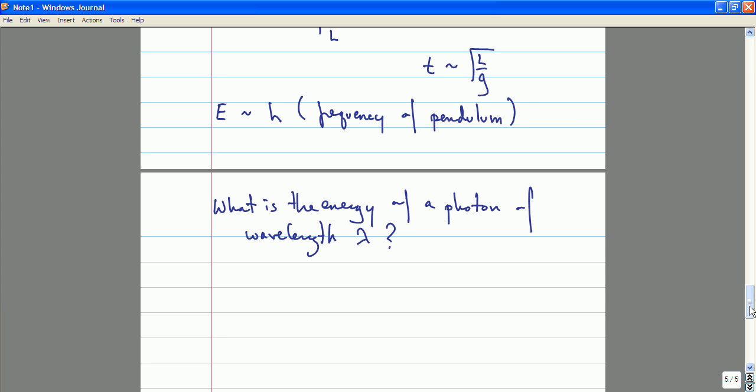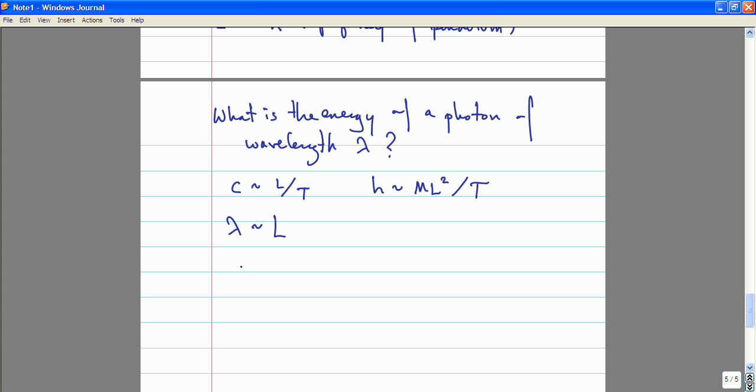Okay. So what are the basic quantities that we have? We have c, which goes like length over time. And we have Planck's constant, which goes like mass, length squared over time. And we have a wavelength, lambda, which goes like length. Okay. So that means that the energy of the photon, well, it has to go like mass, length squared over time squared.